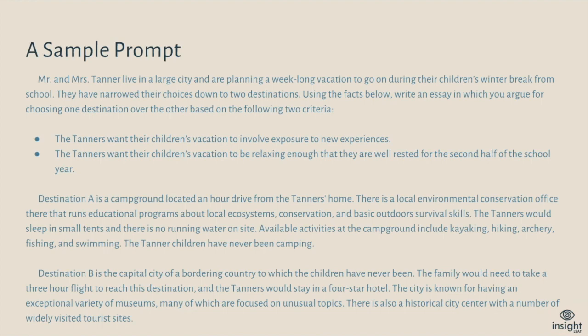And Destination B. Destination B is the capital city of a bordering country to which the children have never been. The family would need to take a 3-hour flight to reach this destination, and the Tanners would stay in a 4-star hotel. The city is known for having an exceptional variety of museums, many of which are focused on unusual topics. There's also a historical center with a number of widely visited tourist sites.